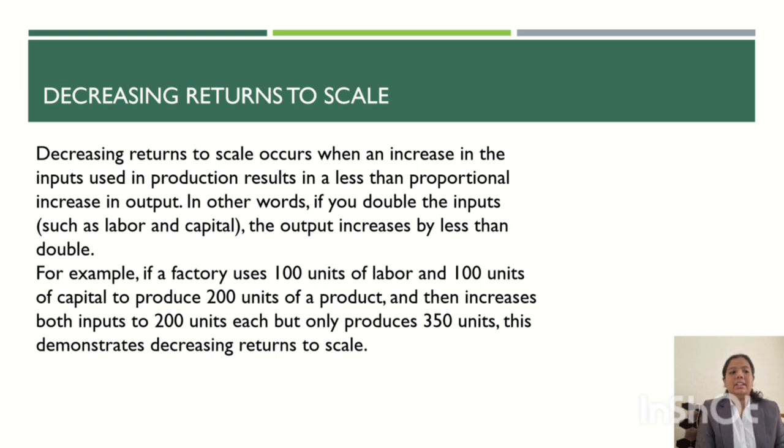For example, if a factory uses 100 units of labor and 100 units of capital to produce 200 units of a product, and then increases both inputs by 200 units each, but only produces 350 units, this demonstrates decreasing returns to scale.